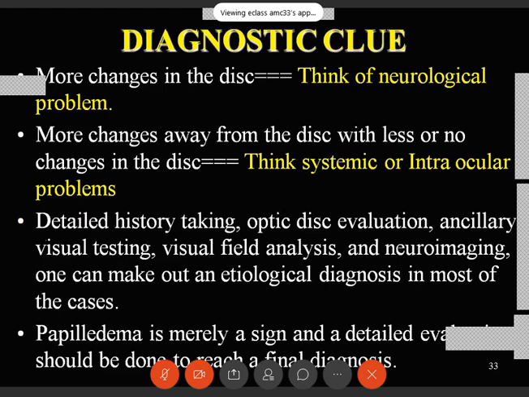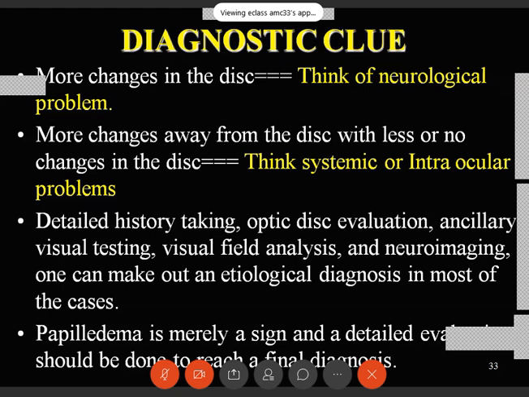Diagnostic clues. If there are more changes in the disc, think of a neurological problem. When the changes of the disc are less, such as less elevation of the disc and less surrounding retinal edema, then think of intraocular problems. If disc changes are more, the disc is markedly elevated with surrounding retinal changes, this is neurological. That is how you can diagnose papilledema.